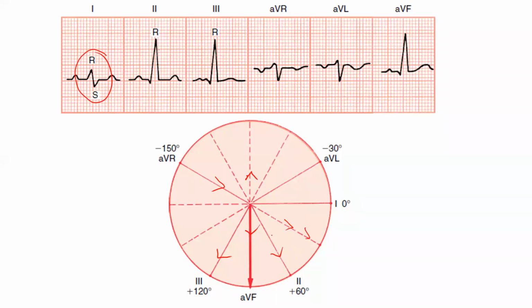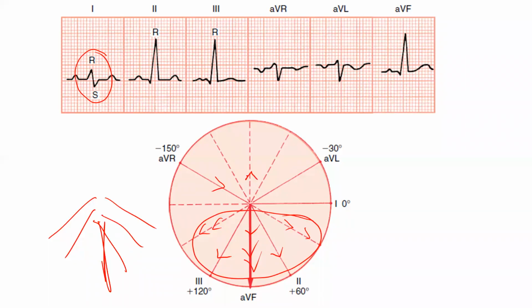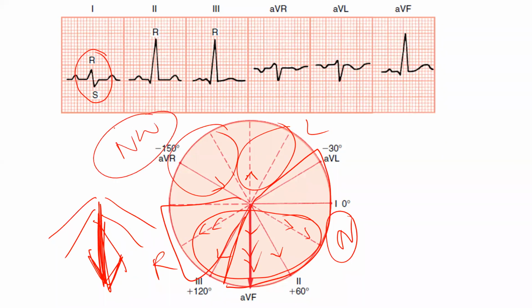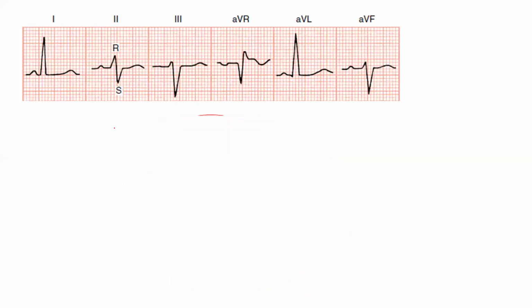Then your AVL is also negative. It is going like this. Then AVF is positive. So predominantly everything is going downward. So 1, 2, 3, 4, 5, all summation together going to AVF. So this is the axis of the heart. As we discussed, this one is called the normal axis of the heart. This is right axis. This is your left axis. This is your northwest axis or extreme axis. So the axis of the heart of this person is normal. Somebody answer this one. If you have pen and paper, you solve it there only.